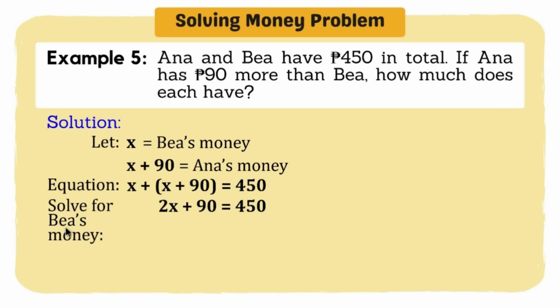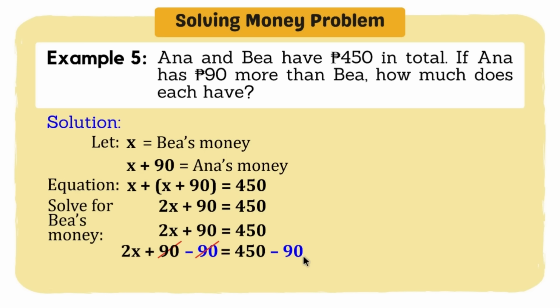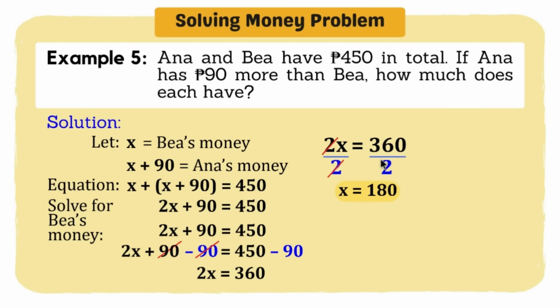Now, let us solve for Bea's money first, which is yung variable x. Okay, now, here, 2x plus 90, tanggalin lang natin si 90 dito sa left side. So, magiging minus 90 yan using subtraction property. And then, sa kabilang side, 450 minus 90 pesos din. So, magiging 360. Okay, naiwan yung 2x dito. To remove 2, we can just divide both sides by 2. And then, therefore, x will now be equal to 360 divided by 2. It is 180.